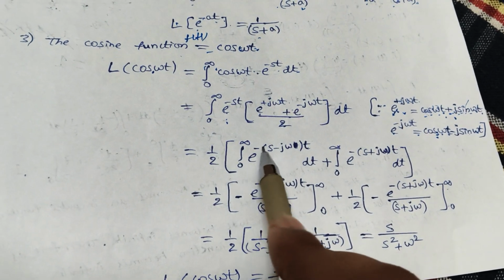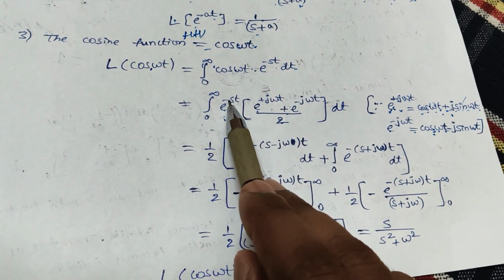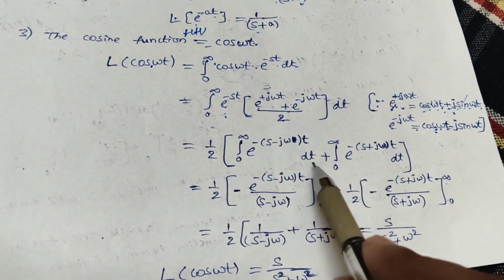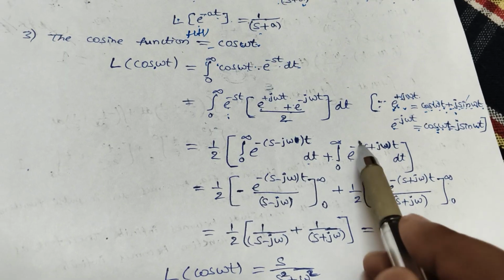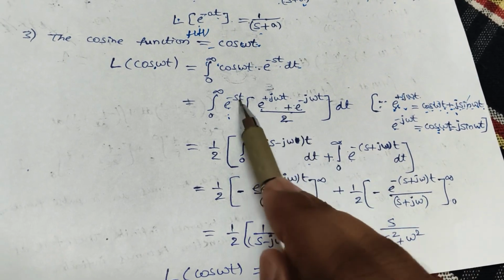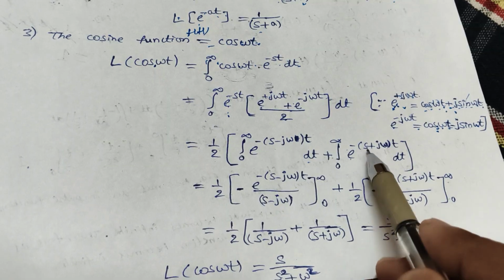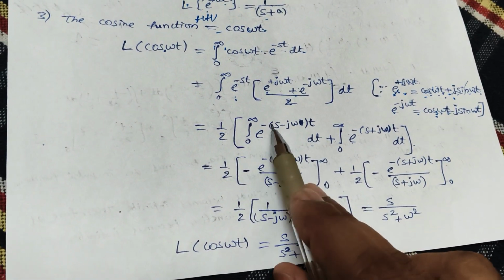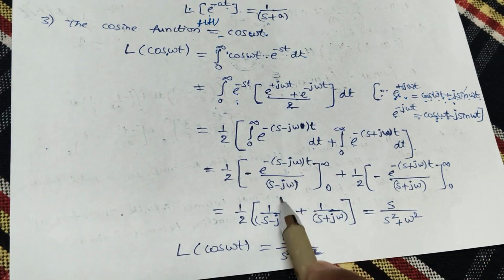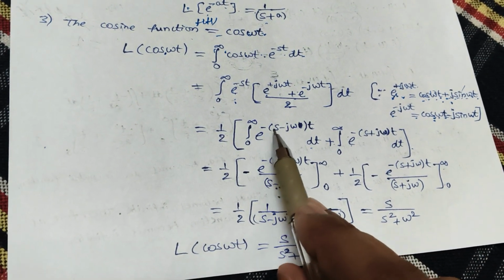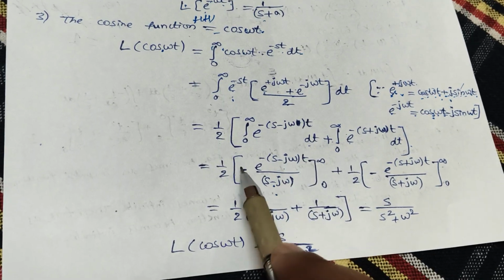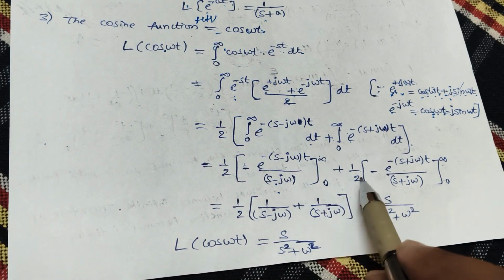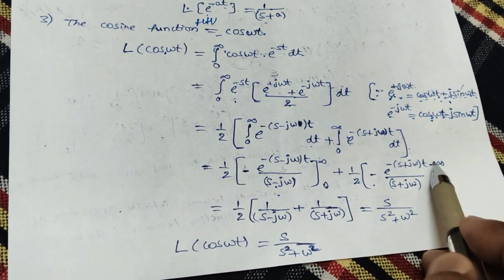Integral 0 to infinity e power minus of, if I take minus common, s minus j omega of t into dt, integral 0 to infinity e power minus of s plus j omega, because both minus are there, if we take common, s plus j omega of t into dt. If you do the integration of e power k into t, again e power kt by k. K is nothing but here minus of s minus j omega. This minus I have written at the numerator. And I'll substitute the limits 0 to infinity. In a similar way, I'll do the integration and substitute the limits.